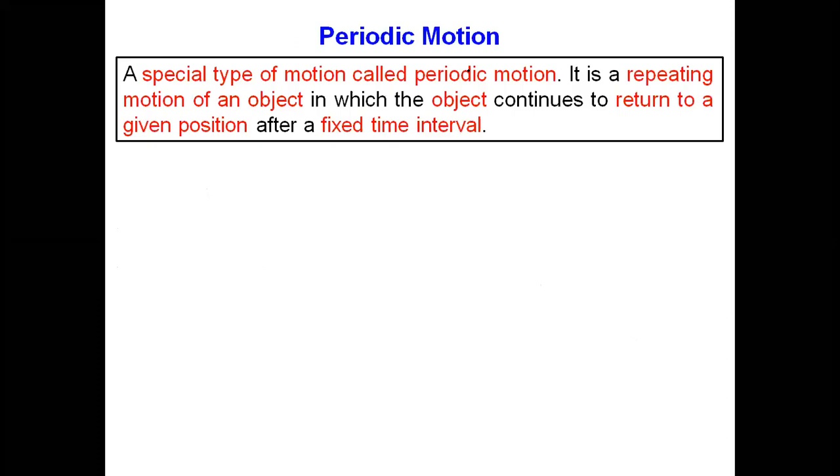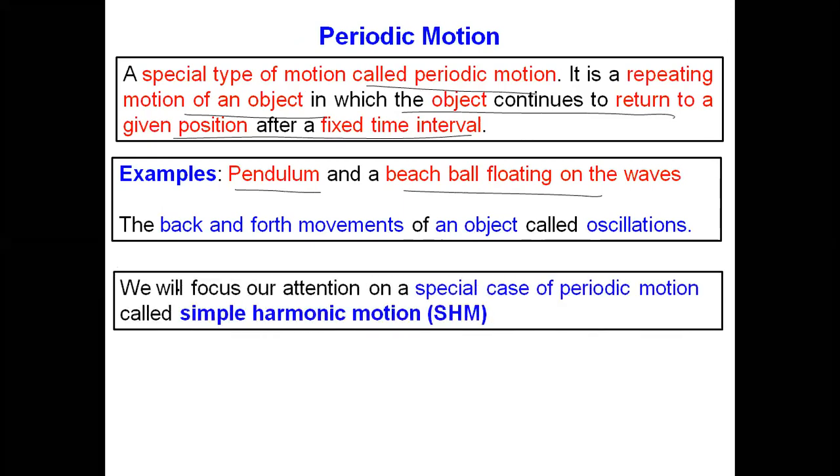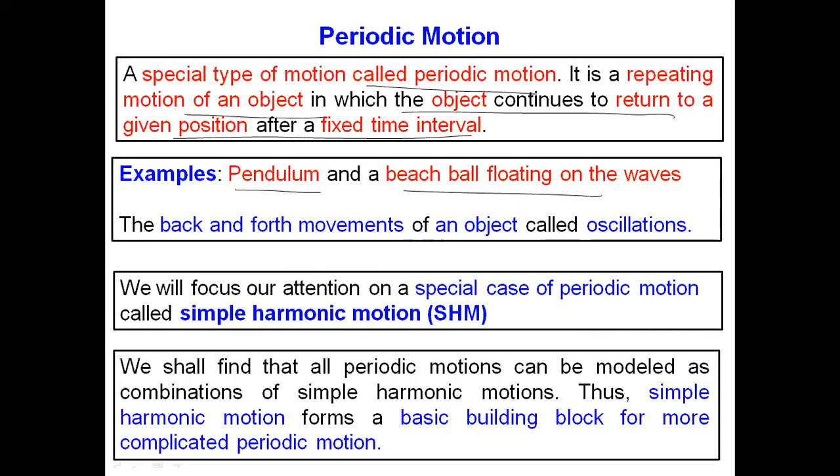Further, I'm repeating, a special type of motion is called periodic motion. It is a repeating motion of an object in which the object continues to return to a given position after a fixed interval of time. For example, periodic motion includes a pendulum, a beach ball floating up and down on the waves, and back and forth movements of objects called oscillations. So these are a few examples of periodic motion. We'll simply focus on periodic motion which is simple harmonic in nature. Okay, why are we interested in simple harmonic motion?